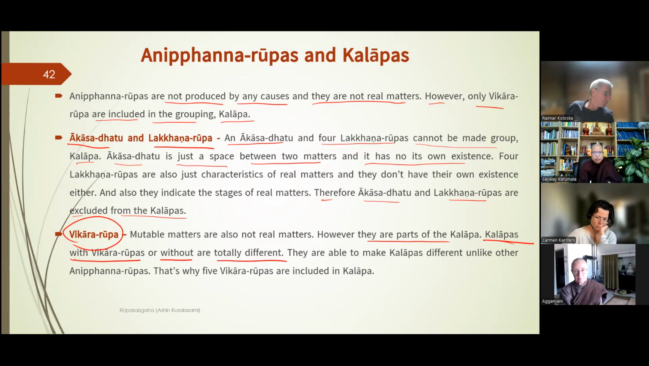Although Akasa Dhatu and Lakhana Rūpa are not included in the kalapa, Vikara Rūpa are included. If one kalapa, or a group of material phenomena, is with the Vikara Rūpa, their appearance or situation is different, with and without. So they are able to make kalapas different, unlike other Anipana Rūpa, like Akasa Dhatu and Lakhana Rūpa. That's why 5 Vikara Rūpas are included in kalapa.